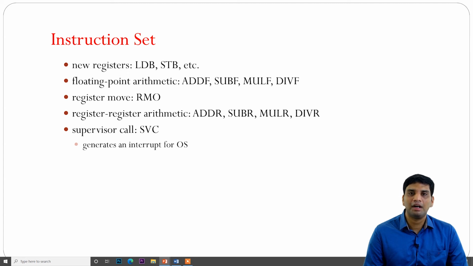Then RMO, that is register move operation. Then register to register arithmetic is supported, that is ADDR, SUBR, with two registers. You have a register like the linkage register and a register like the base register. If I want to add the values, I will give ADDR L, B, which means I will add the values from both those registers. Then the next one is supervisory call.